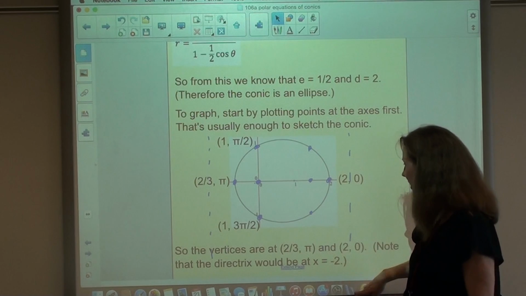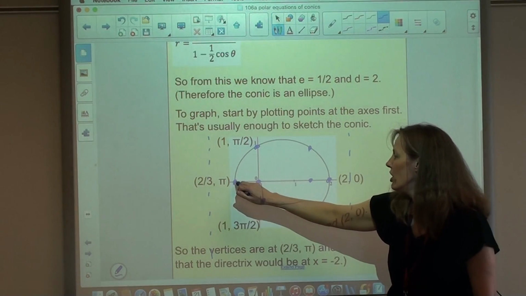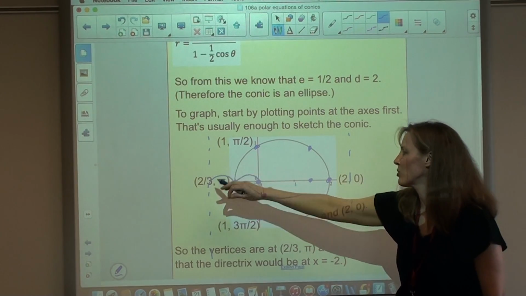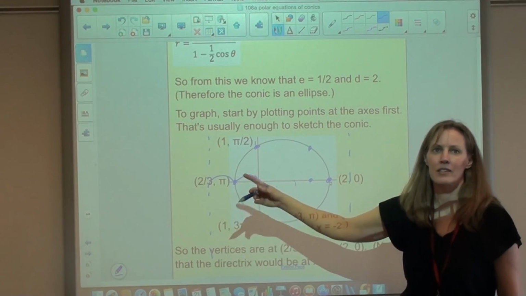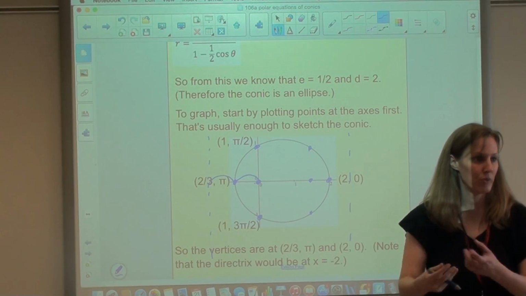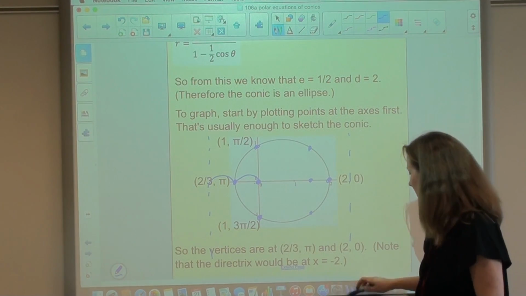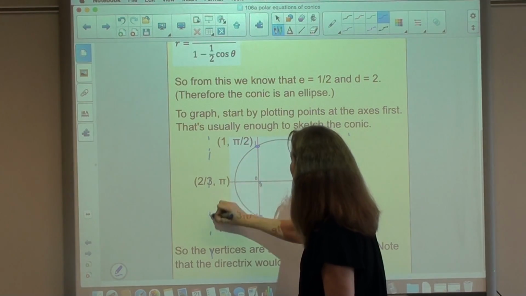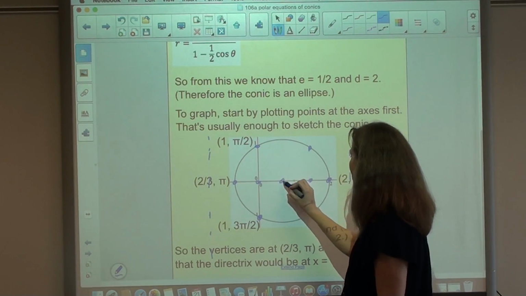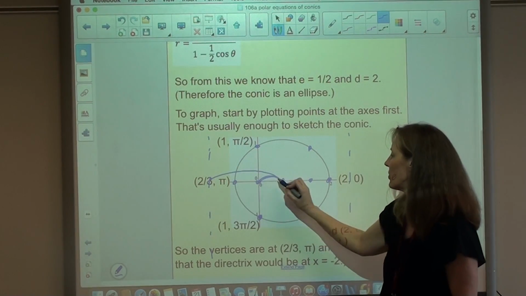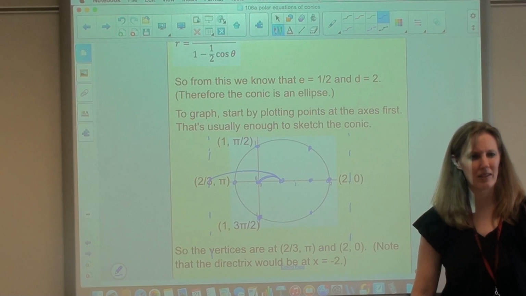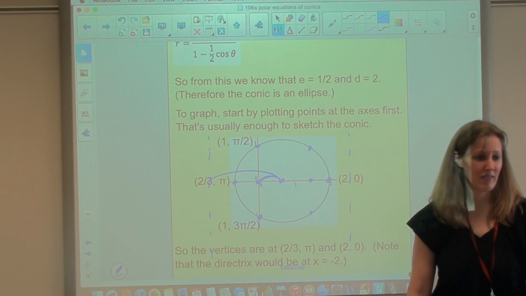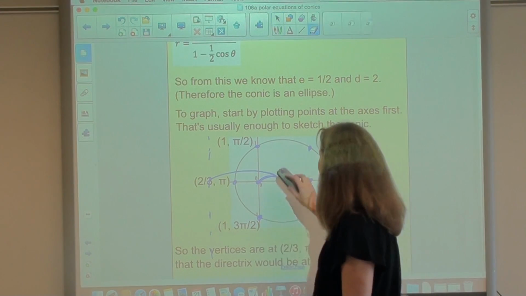If you notice, the distance from a vertex to the focus is less than the distance from the vertex to the directrix, which is how you get that E less than 1. It's that ratio. Unless it's the center. I'm still not 100% convinced it isn't the center. Either way, I think it's center to the focus, center to the directrix.